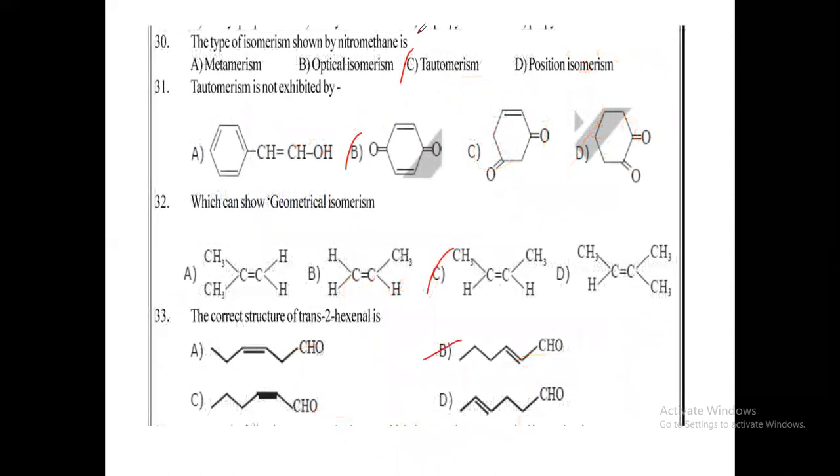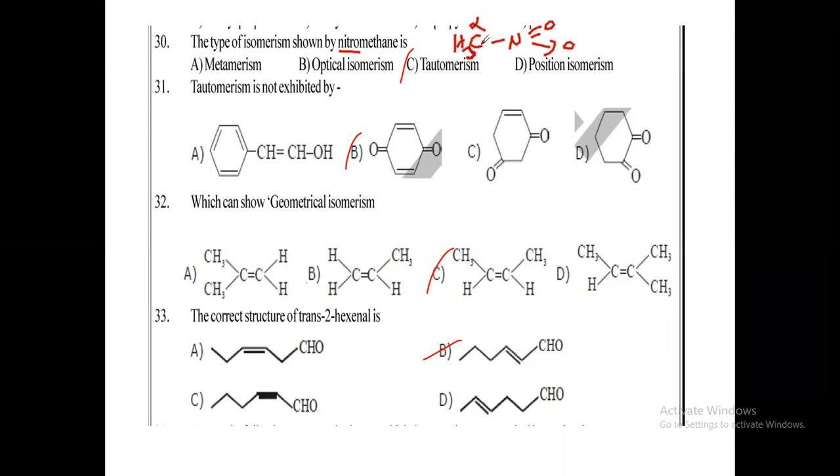Next, the type of isomerism shown by the given compound they asked here. The type of isomerism shown by nitromethane. So nitromethane is given by CH3-NO2. This nitromethane has NO2 group and CH3. In this case, the nitro group is attached to this carbon directly. So it is alpha carbon. What is alpha carbon? Alpha carbon has alpha hydrogen atoms. 3 alpha hydrogen atoms are present here.